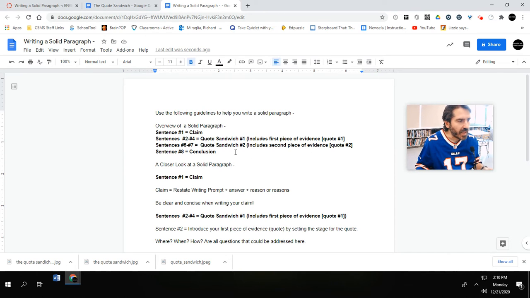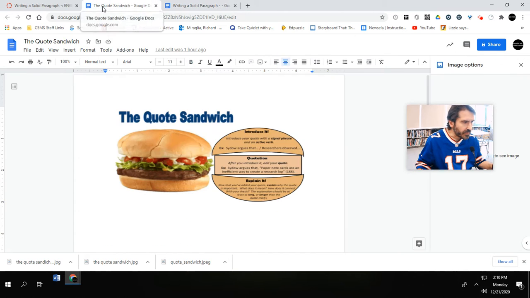If we look quickly at quote sandwich, maybe this is something you're not familiar with. Let's look at some examples of quote sandwich. When I say sandwich, think a hamburger: you have the buns, you have the meat and the toppings. The bun is where you're going to introduce your quote. The meat of your sandwich is the quotation, and then the bottom bun is where you're going to explain it.